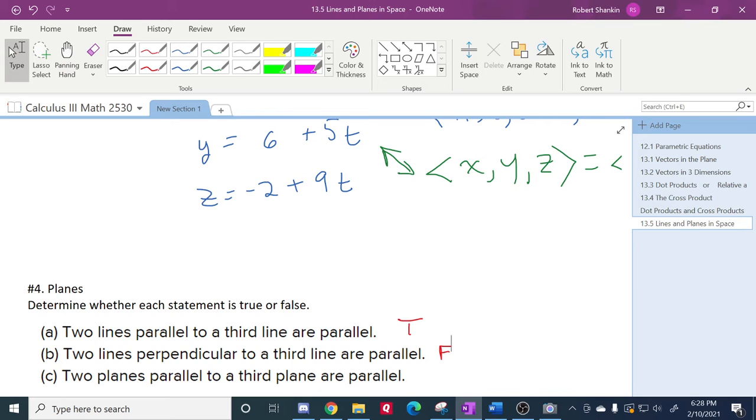Okay, hit enter. Let me come back to group 2 again. True or false? True.